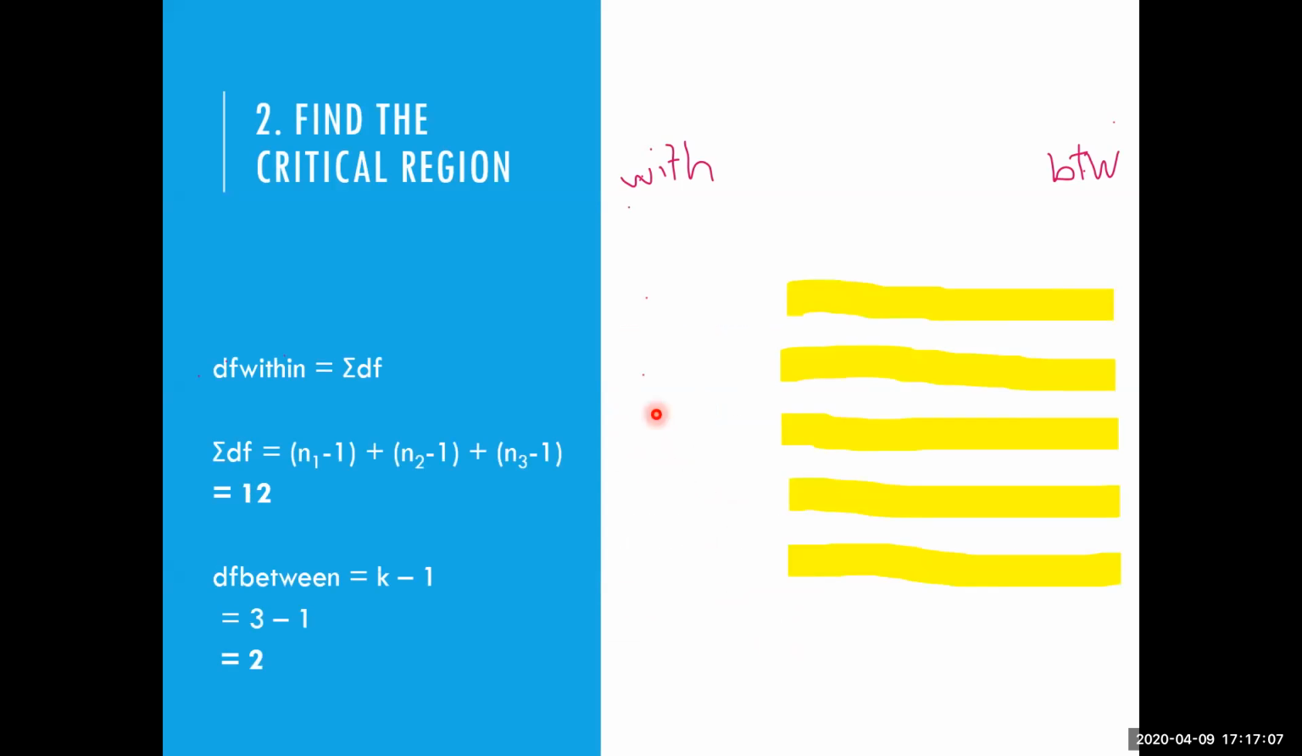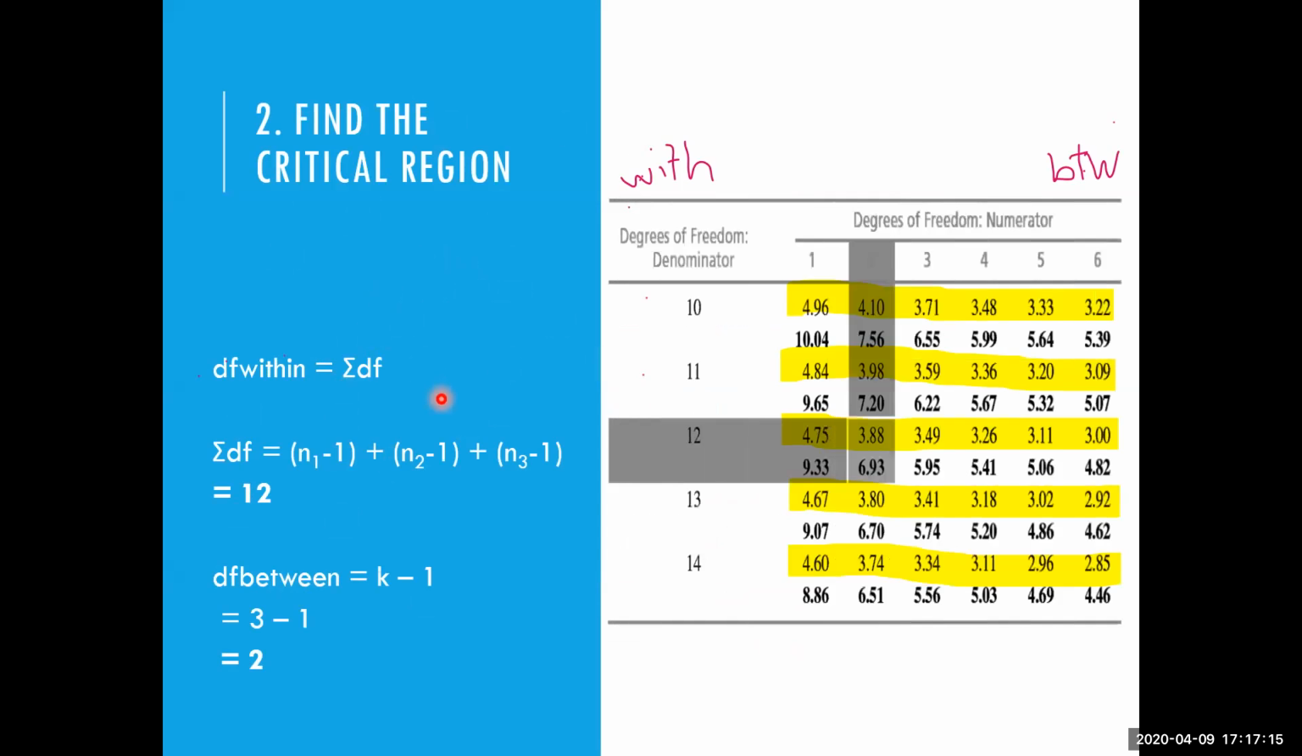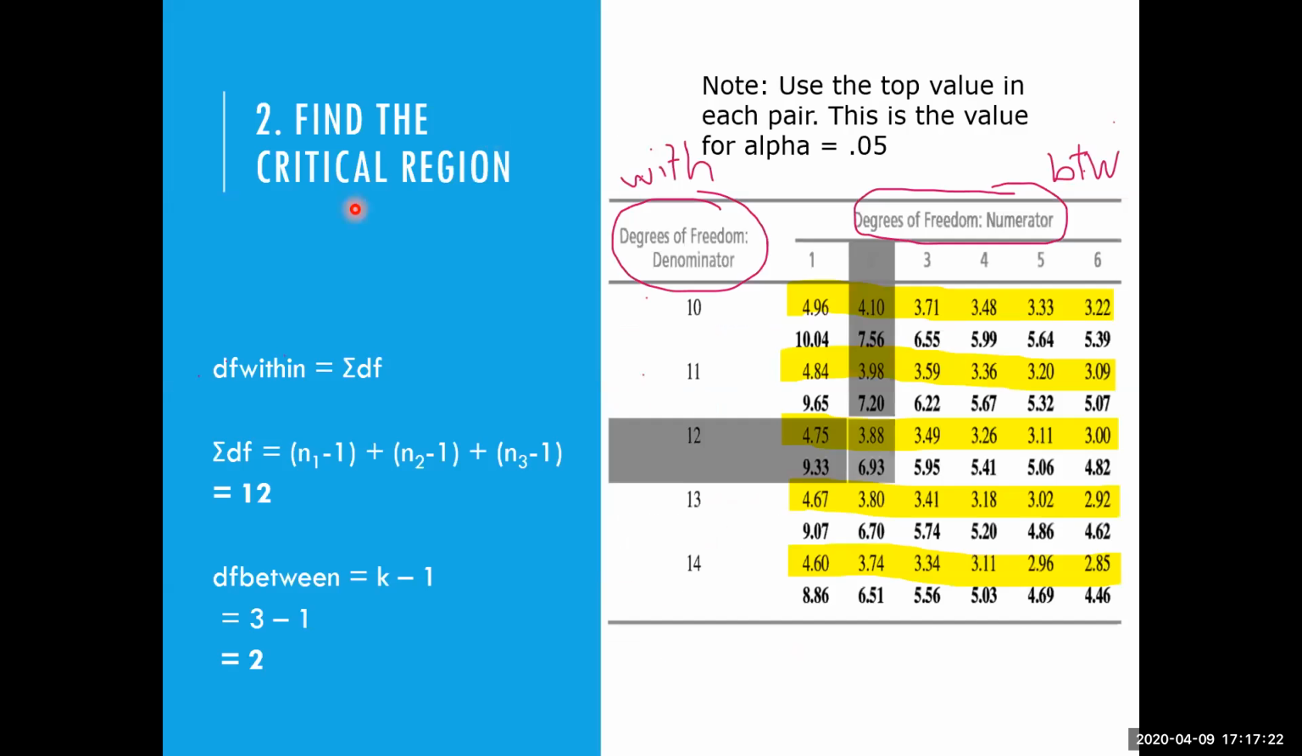Okay. So the second thing we're going to do is find the critical region. So just ignore over there. So here's the thing. Okay, so find the critical region.